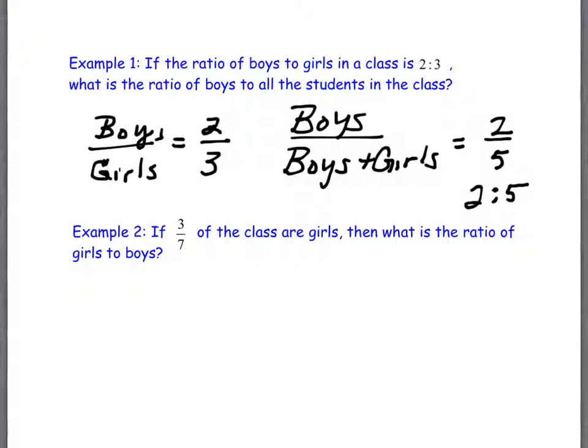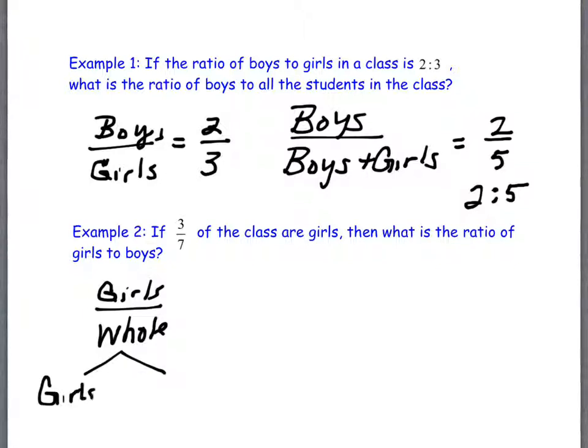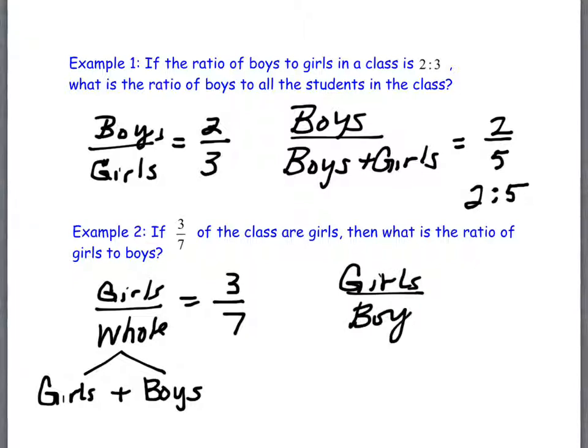Example 2, if we have 3/7 of the class are girls, then what is the ratio of girls to boys? Well, this is the same thing. We've got girls compared to the whole class to begin with. Well, what is the whole class? Well, the whole class is girls and boys, right? So if girls compared to the whole class is 3/7, and we want the ratio of girls compared to boys, well, the girls doesn't change, it's still 3. What would the boys be in this argument? 4. It'd be 4, because it'd be the other value we need in order to take 3 and 4 to give me the 7.